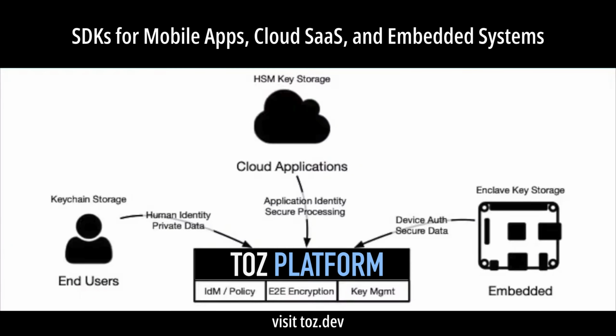Our software development kits provide human identity management for end users on mobile devices and browsers, including secure key storage on their platform of choice. In the cloud, we offer a platform with end-to-end encryption, identity management, and key management, along with secure hardware modules for key storage. For embedded systems, we provide device authentication, access control, data encryption, and enclave-based key storage.